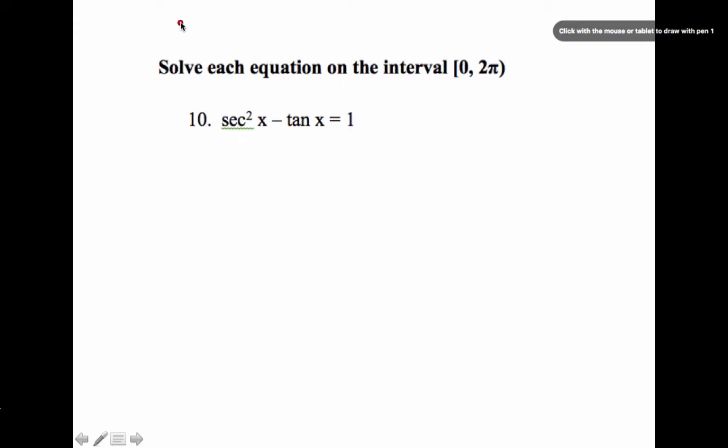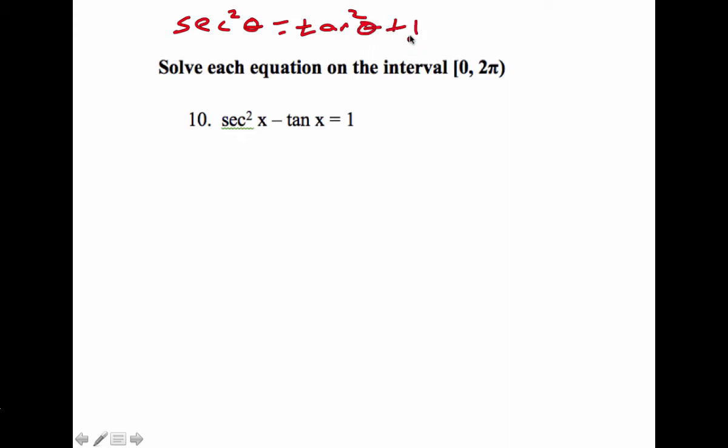If you remember the Pythagoreans, secant squared, if you grab your lavender colored sheet, is equal to tangent squared plus 1. And that comes off of the Pythagorean. So I have a tangent and I have a secant squared. How do you know which one to change? Well, you're allowed to use the Pythagoreans for the squareds. So I can change that to tangent squared plus 1.